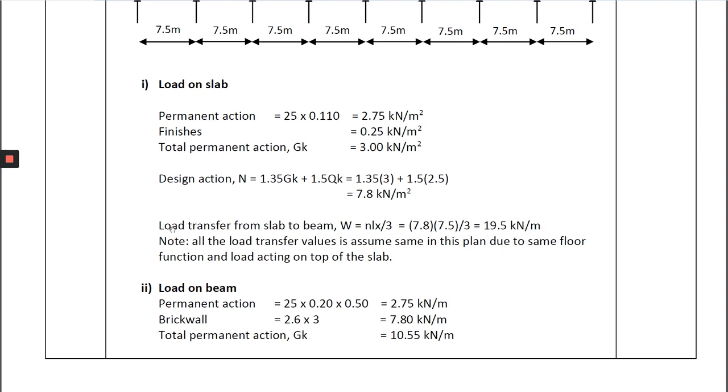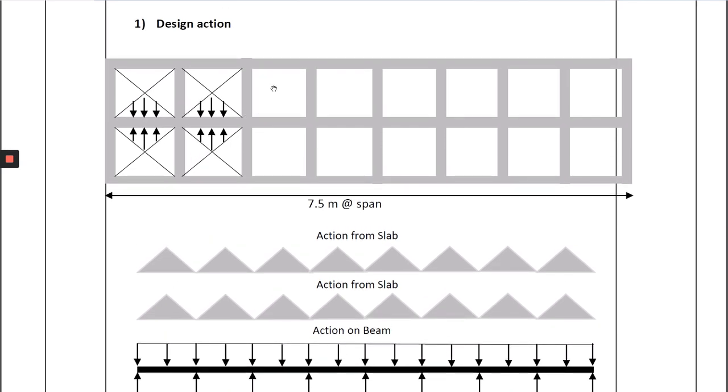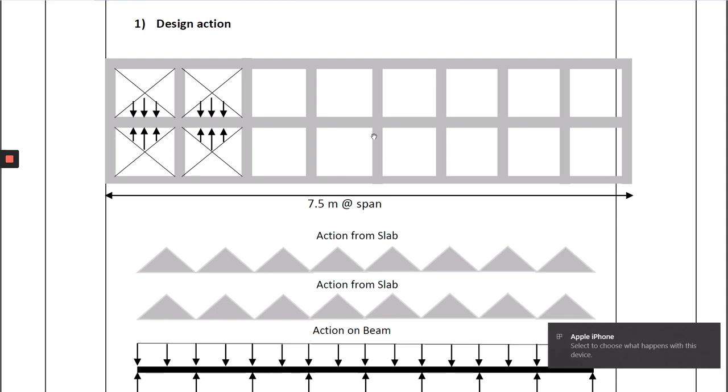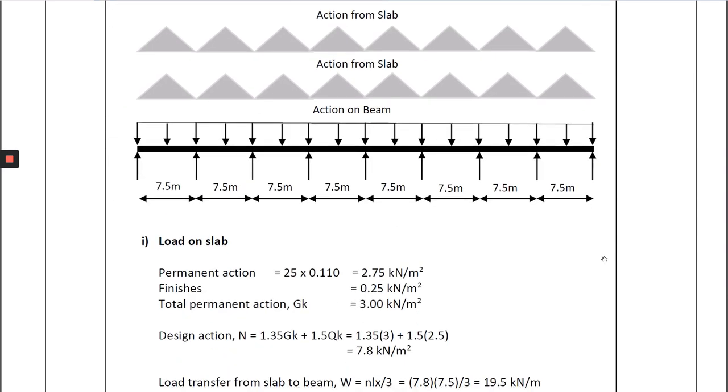Note that here, all the load transfer values are assumed the same in this plan due to the same floor function and load acting on top of the slab. So all the slab function here is considered the same. If you have a different function of the slab, you may have a different variable action of the load, which would cause the load on the slab to be different. So you have to be careful on that matter.